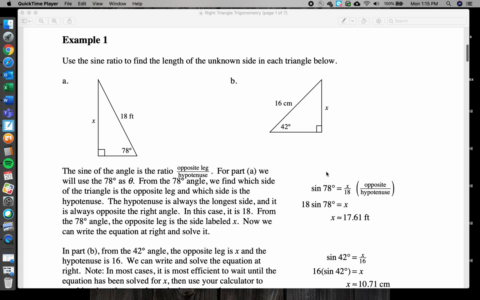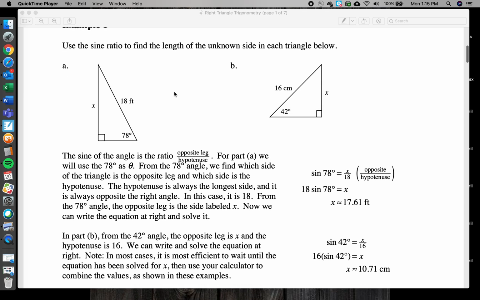If you take a look at example 1, they ask you to use the sine ratio to find the length, and they won't always tell you to use the sine ratio. A lot of times you'll have to figure that out. Here's the reasoning. The reason this is a sine problem is that if this is theta, the angle I'm going to use, x is opposite that angle measure, and 18 is the hypotenuse of the triangle. Sine is the ratio that works with both opposite and hypotenuse. Same idea over here: x is opposite the 42-degree angle, and 16 is the hypotenuse of the triangle.